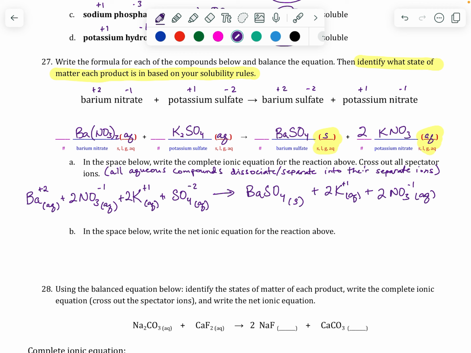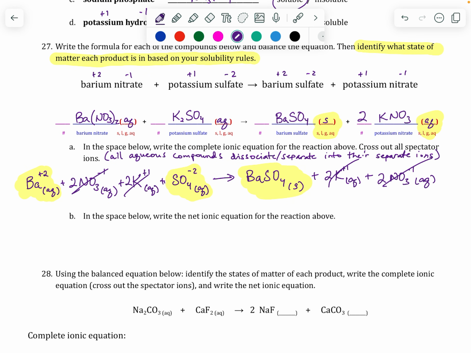That's what balancing does. And so I want to cross out all spectator ions. What I'm going to do is identify the solid precipitate, and then note which ions on the reactant side are a part of that. I notice that it's the barium and the sulfate ions. And so the spectator ions are the ones that just watch everything happen. They don't participate. And so what's highlighted and what's left over is our net ionic equation. This is what truly occurs when we mix barium nitrate and potassium sulfate together. This is the actual occurrence here.